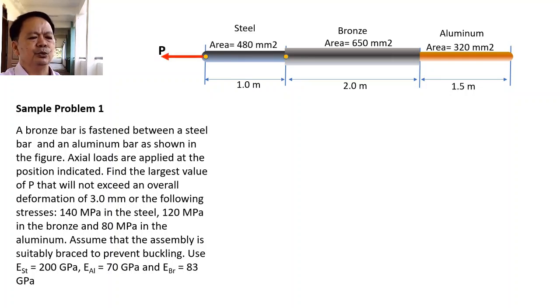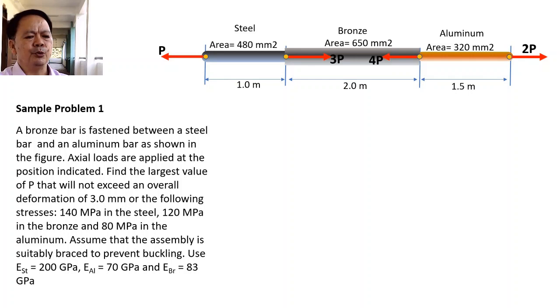At the junction between the steel and the bronze, another load is directed to the right, having a magnitude of 3P. At the junction of the bronze and the aluminum, another load is acting with a magnitude of 4P directed to the left. While at the end of the aluminum, there is a load acting directed to the right, having a magnitude of 2P.